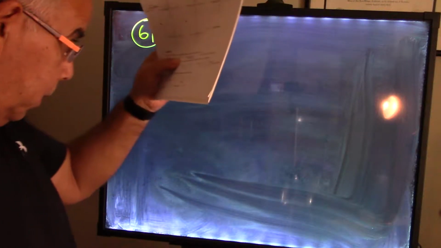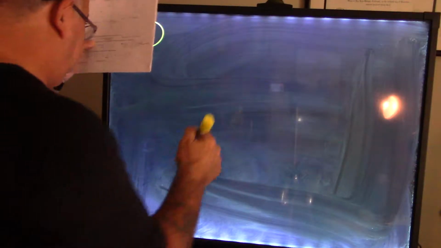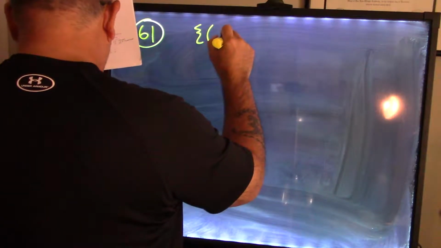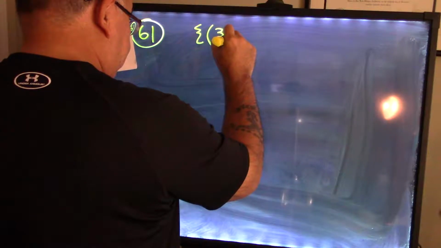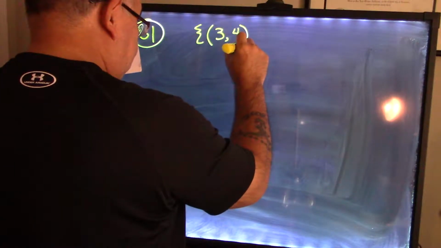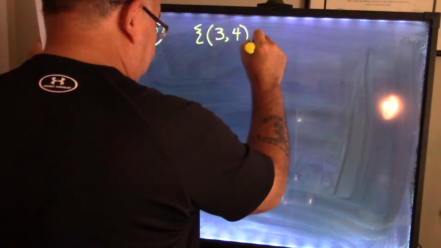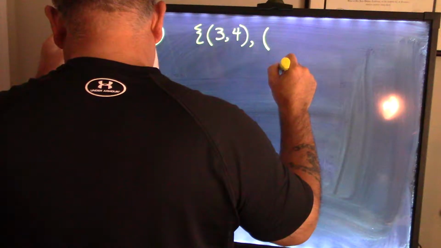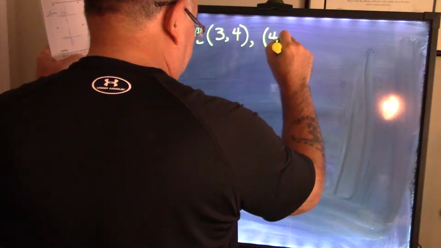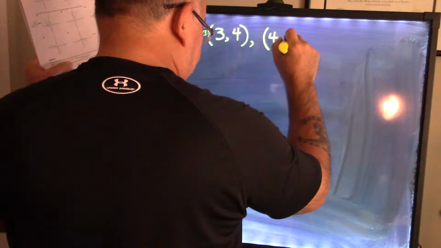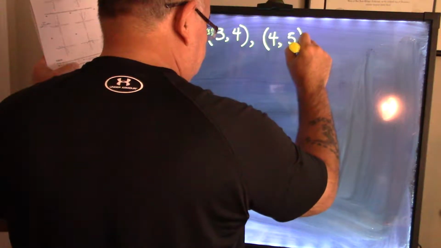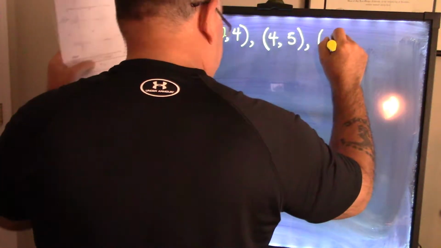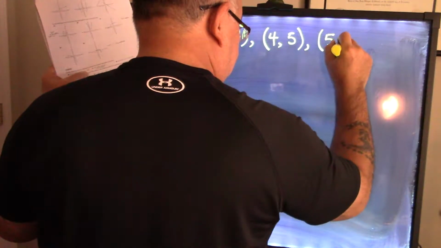Number 61, determine whether the relation represents a function. So we have a set of ordered pairs. You can consider any relation as a set of ordered pairs. Sometimes that helps when you're dealing with problems involving relations or functions. You can consider it as a set of ordered pairs instead of as a graph. We so often use graphs because it's a powerful way of representing functions. But once in a while, it helps to remember that it's actually just a set of ordered pairs that you're dealing with.